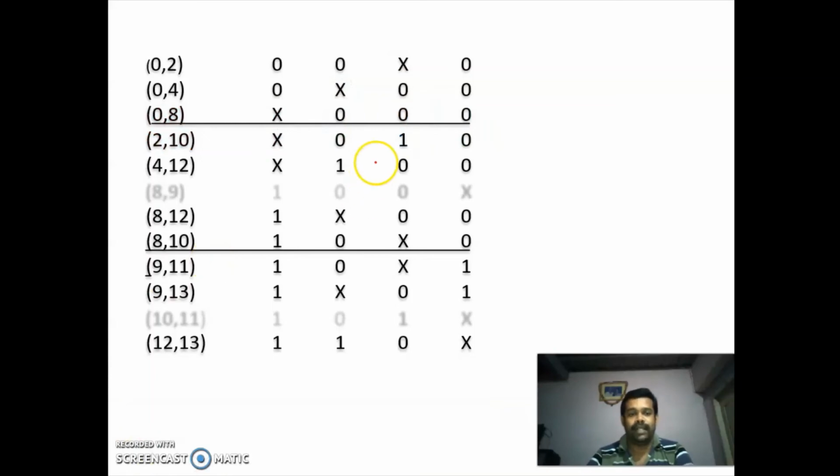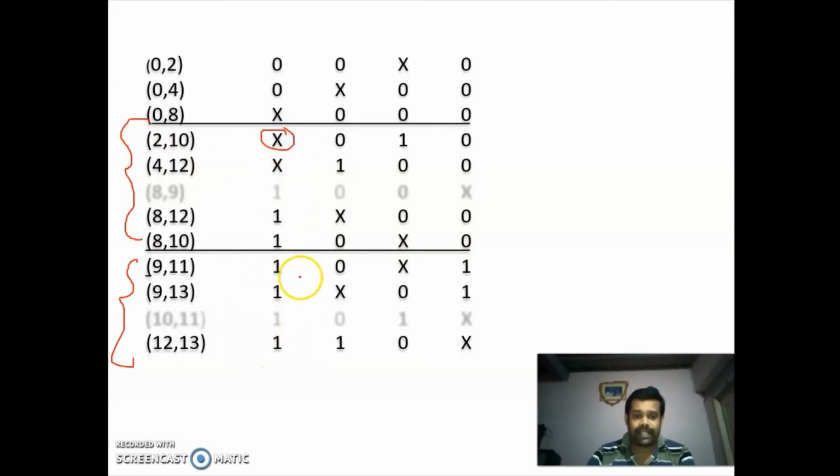Okay. So 0, 8, 2, 10. Now we are going to compare this group with this group, that is the numbers above this line with the numbers below this line. So first you consider this 2, 10. So you are having x in the first position.